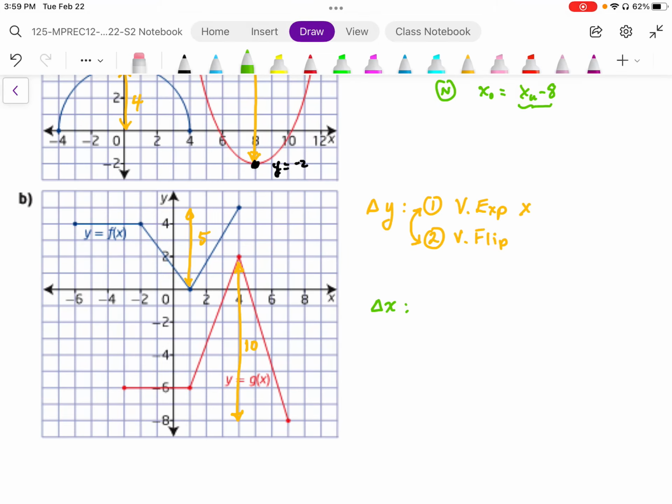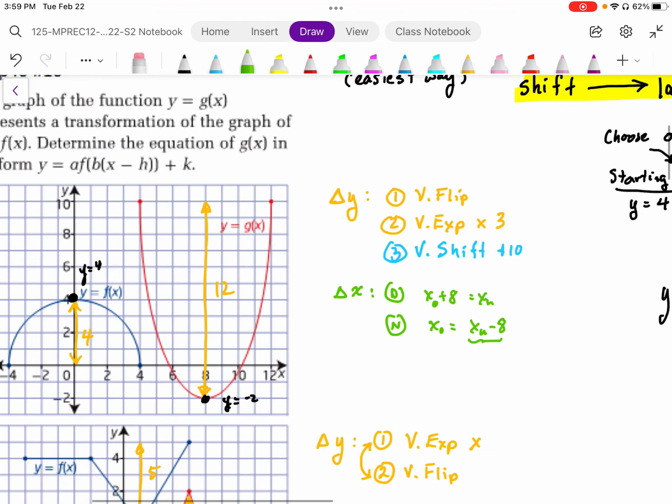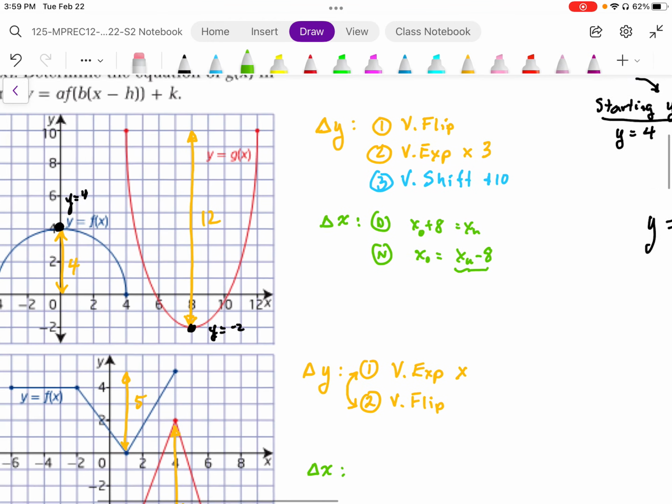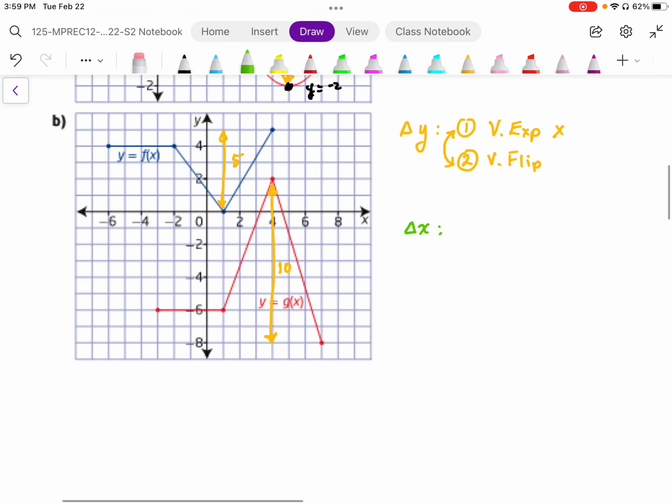So taking a look at B, we're going to do the same thing. Again, as a rule of thumb, easiest way is to shift it last. So I'm going to take a look at my Y transformation, and before I do the flip first and expand second, here it doesn't really matter. We can do those either way, so either order. So I'm going to do my expansion first.